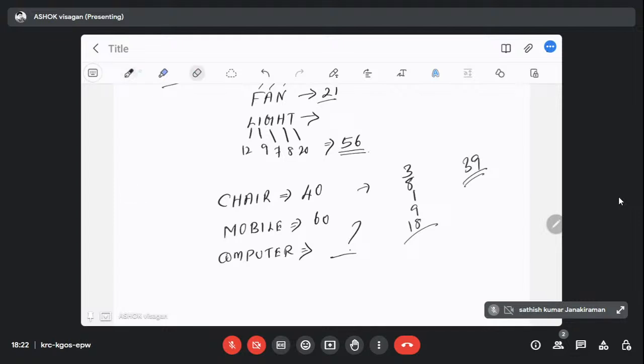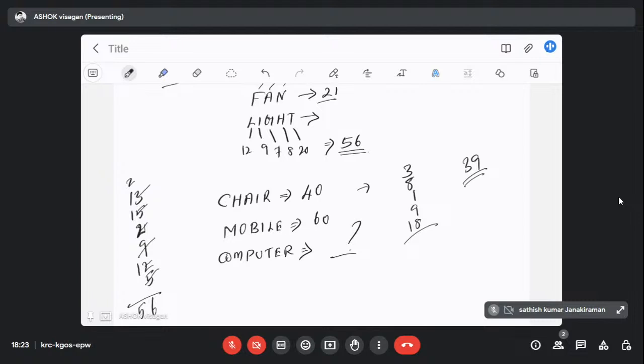M is 13, O is 15, B is 2, I is 9, L is 12, E is 5. What is the sum of this? 10, 14, 17, another 9 is 26, 6, balance 2. Here it is 56. But 56 plus 4 gives 60, whereas in the previous one it is 39 plus 1 only. So we can't identify what logic is behind it.